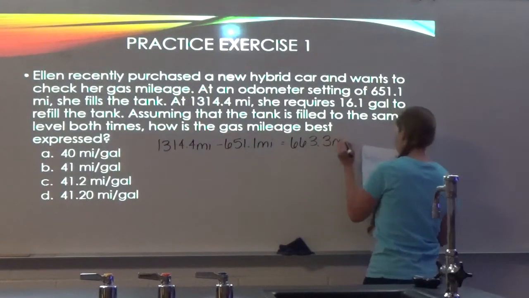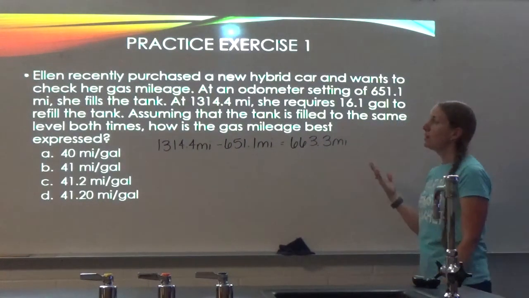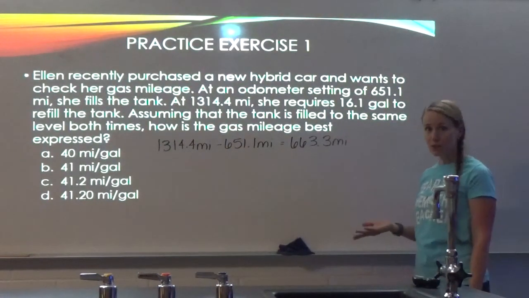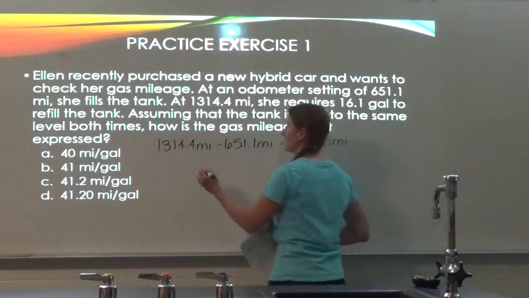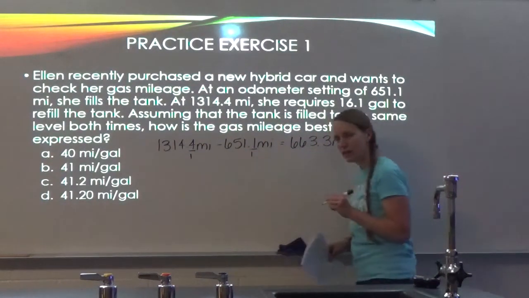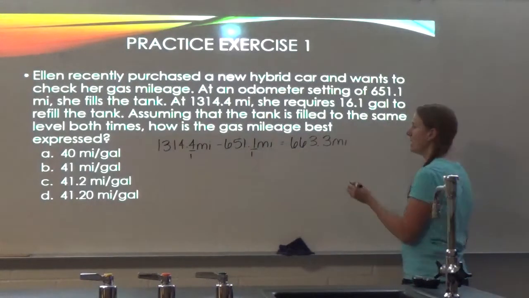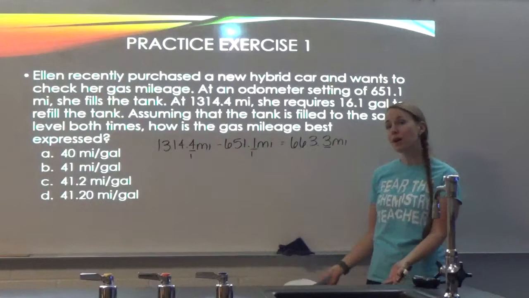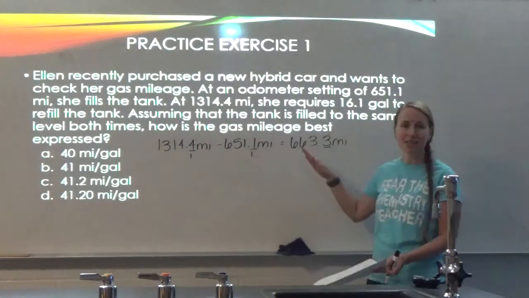Once I do that, I get 663.3 miles. All right, so I've subtracted, so I need to stop and assess my significant figures. Well, when you subtract, you count decimal places. This number has 1 decimal place. This number has 1. That means I want 1 decimal place in my answer. If you look, I got 1 decimal place in my answer. I don't need to round this number at all. I can leave it just like it is.